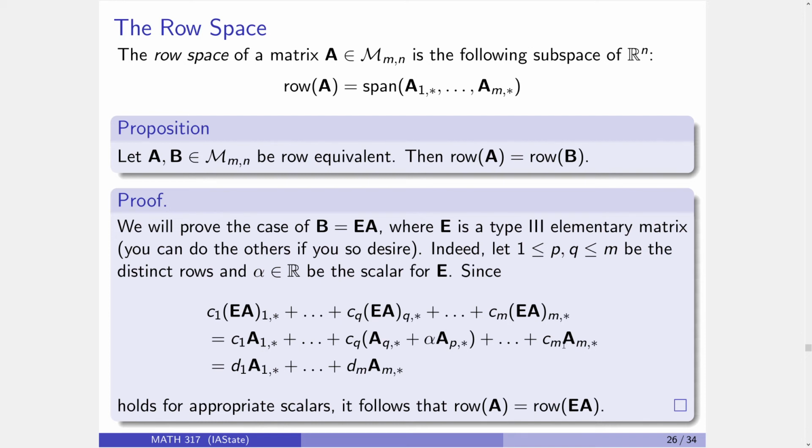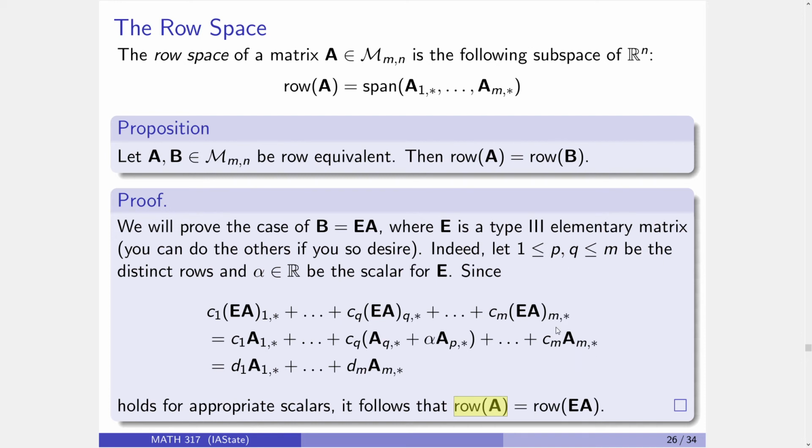If you were to look at an element of the row space of EA, it would be a linear combination of the rows of EA. But all of the rows of EA are the same as the rows of A, except for one, which is a linear combination of the rows of A. So this just gets subsumed into the linear combination, and you just get a linear combination of the rows of A. Anything that's a linear combination of the rows of EA is a linear combination of the rows of A, so the spans are the same, thus the row spaces are the same. That's generally how the argument goes for the other row operations.